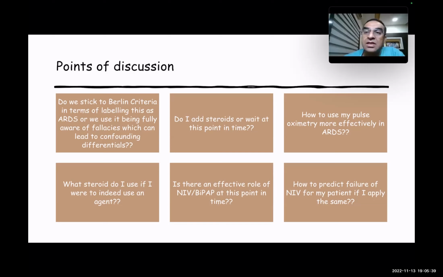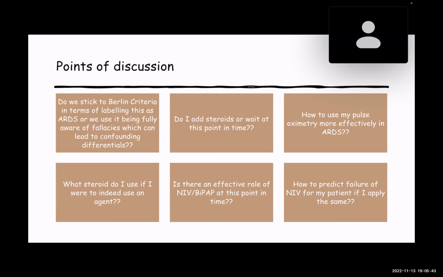And still, it does not fulfill the... No, we are not talking about compendium of patients. See, Dr. Nikhilesh, we are not talking about the Berlin definition. I always raise questions about the Berlin definition.